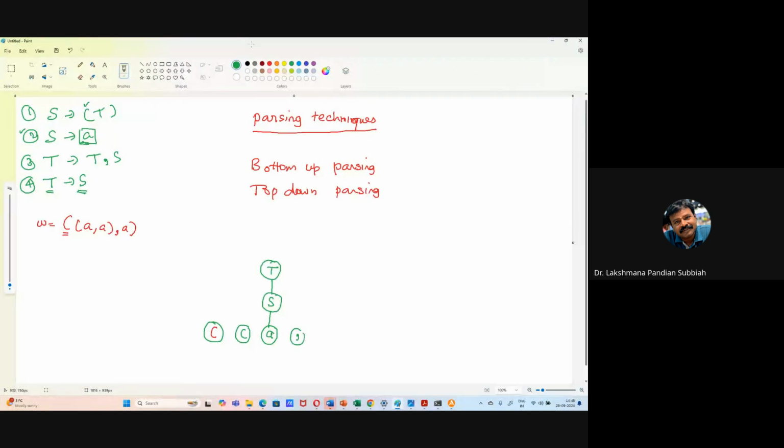Next symbol is comma. There's no reduction, right? Then here we are having now comma. The T comma is not a substring match. So we take the next symbol, A. Next symbol is A.